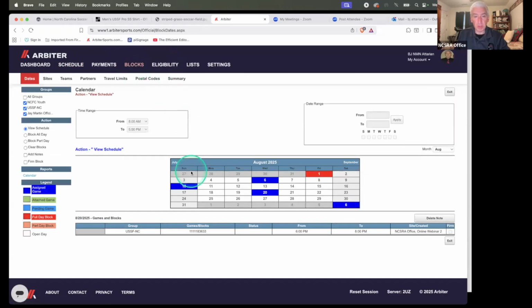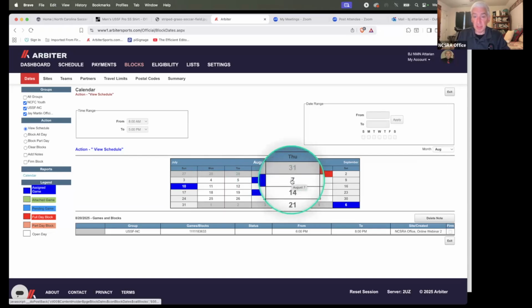And the color code means on the blue days, I have games assigned to me. On the white days, I have nothing assigned to me, but I've indicated that I am available. On the red day, it means that I have blocked off that day. I am not available. So let's pretend a game comes in on August 7th. The assigner sees I'm available, he assigns it to me, I'm expected to work it. Now, emergencies happen, that's fine, but otherwise you're expected to work it.